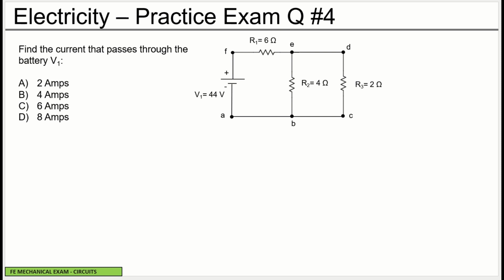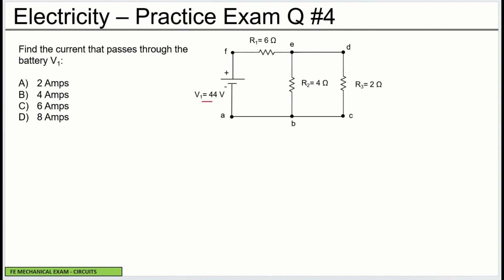The problem says to find the current that passes through the battery V1, that V1 is this one. They gave us 4 options: 2, 4, 6, and 8 amps.